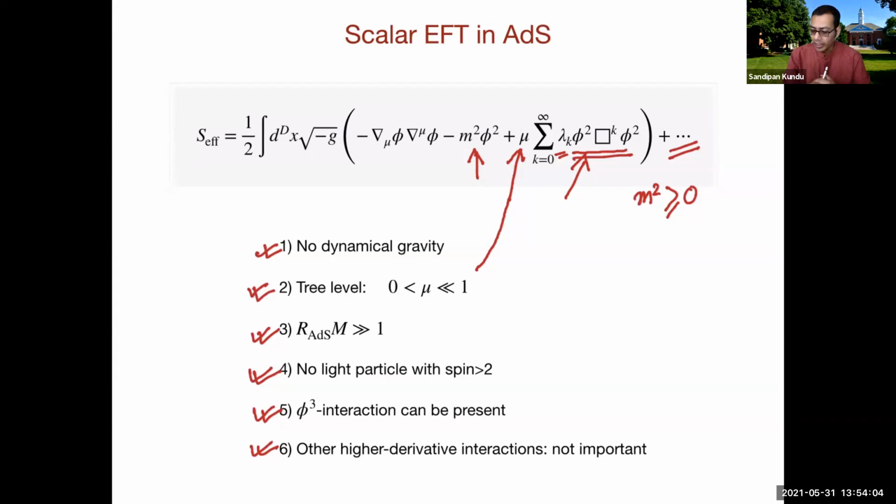So I'm not assuming that these other higher derivative interactions are not present. But the statement is the following. If these other higher derivative interactions are present, they will not affect the bounds that I'm going to obtain today. So you're going to find bounds on lambda k, but not on the lambdas for these other higher derivative terms?